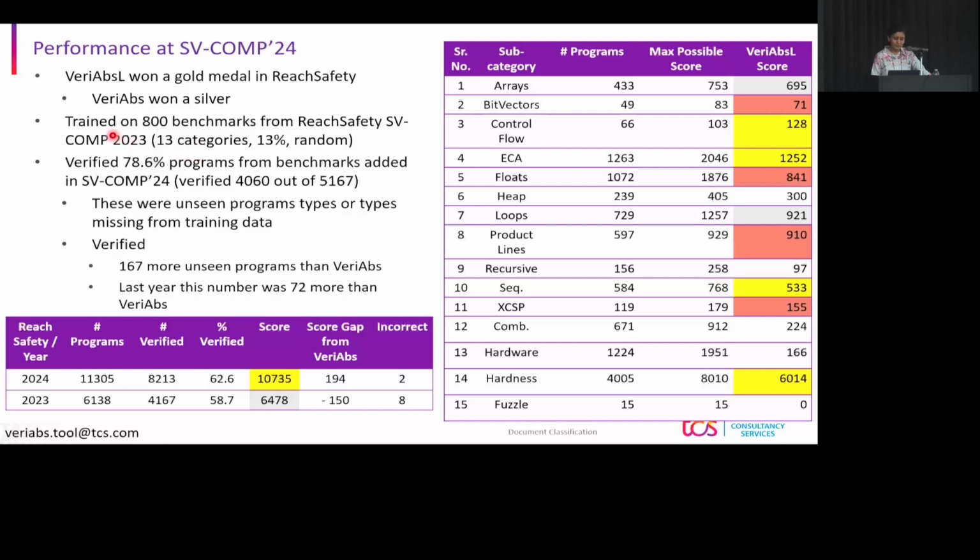So we trained on 800 benchmarks from Reach Safety SVComp 23 for VeriAbs L. There were 13 subcategories, and so we randomly picked 13% benchmarks. And with that, it could verify 78% of the programs that were added in SV24. So that's unseen data completely. But it could verify. I mean, that was very heartening for us to see these results.